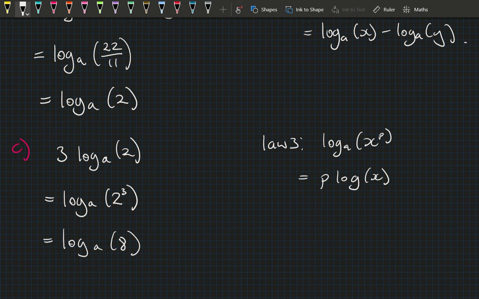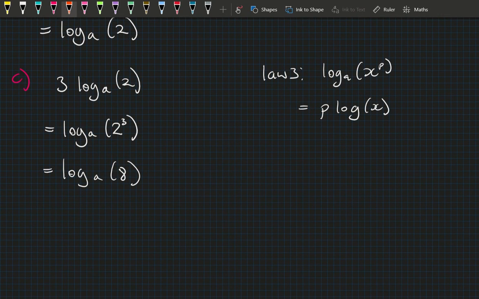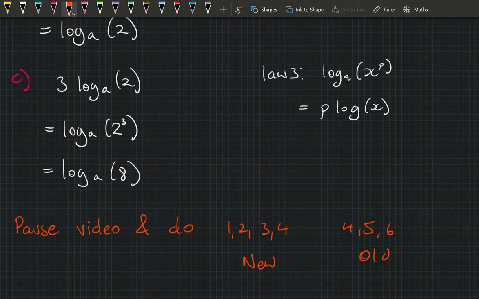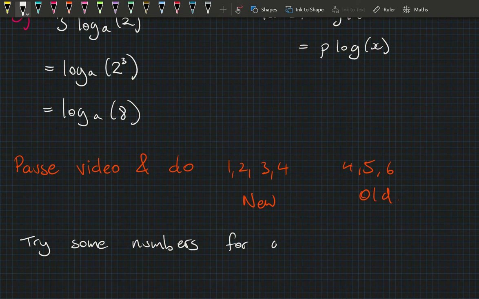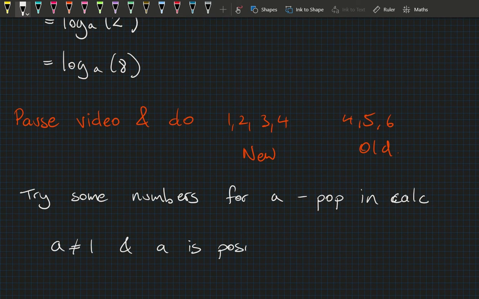And of course in your pre-learning as well. So just pause the video now and do questions 1, 2, 3 and 4 in the new book and questions 4, 5 and 6 in the old book. It's only really going to ask you to use the log laws to recognize where they are and then apply them properly, but I invite you to try some numbers for a and pop those in your calculator, and see if it all does come out true. Of course, you should know that a has to be a positive number, not equal to 1. All right, we'll see you in the next section.